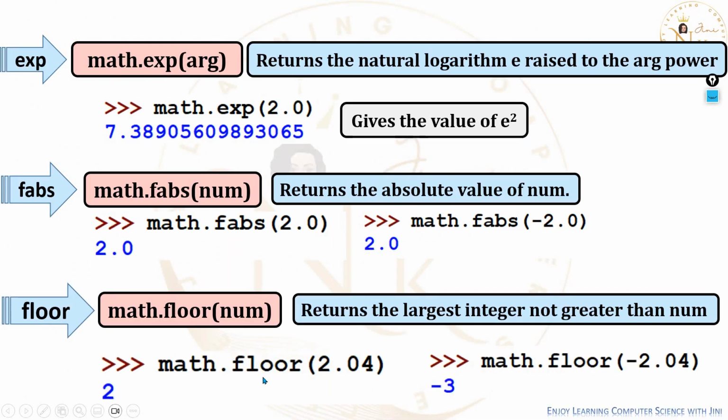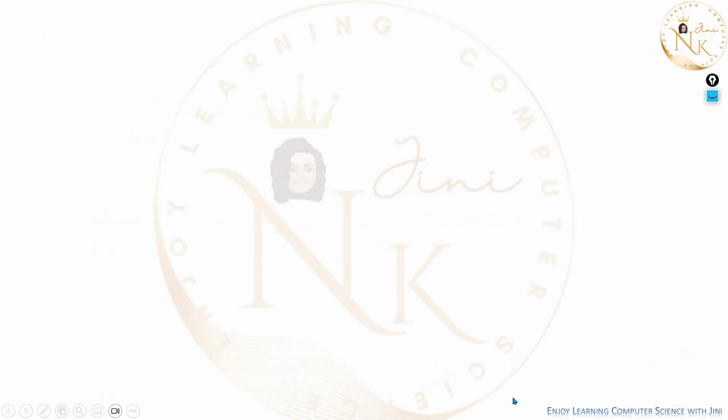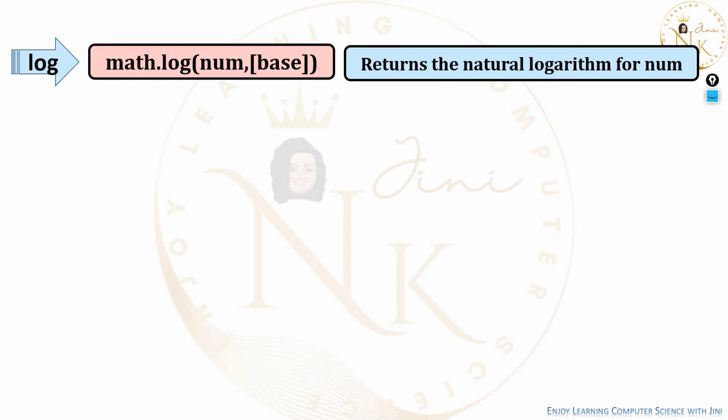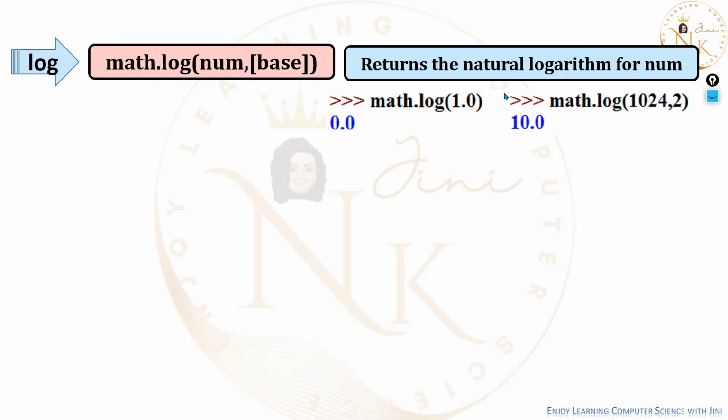Okay. So math dot floor of 2.04, lesser than 2.04 is 2. Math dot floor of minus 2.04, lesser than minus 2 is minus 3. Now math log. Log returns the natural logarithm for a number. So math dot log of 1.0 means 0.0.